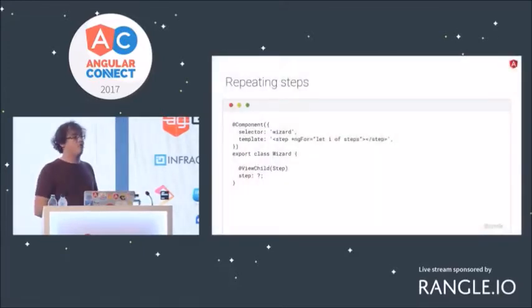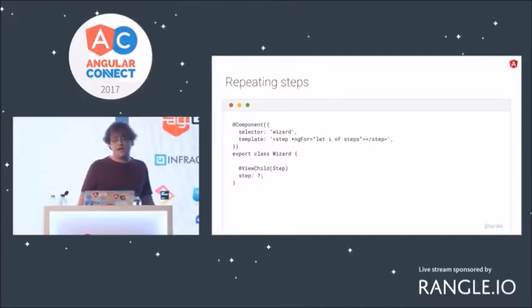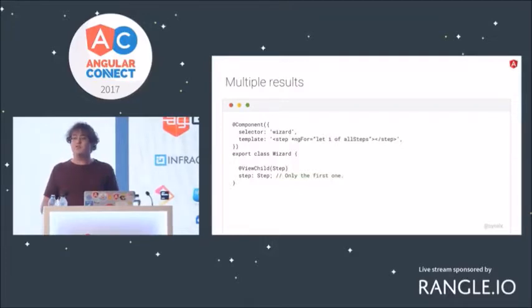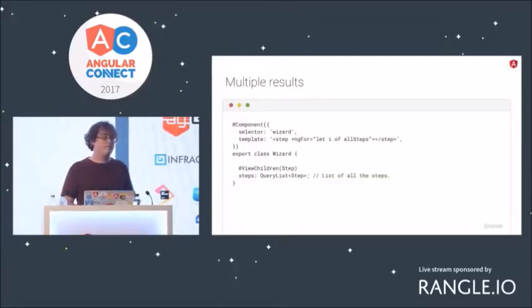But what happens if you have more than one step? For example, if our step component is repeated with an ngFor, what comes out of this query? Does it give us back an array? Well, unfortunately, no. It only gives us back the first element, the first step that gets created. If we want all of them, we have to use an annotation called viewChildren, and that queries for all of the matches to a particular query instead of a single one.